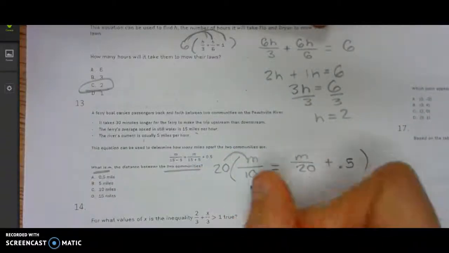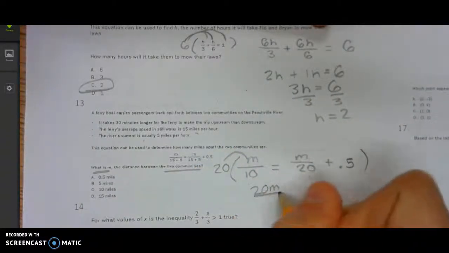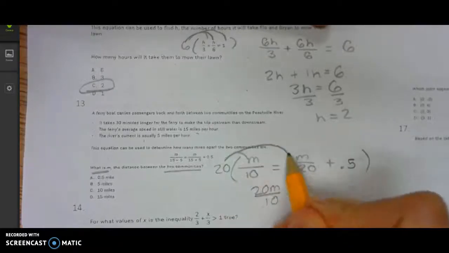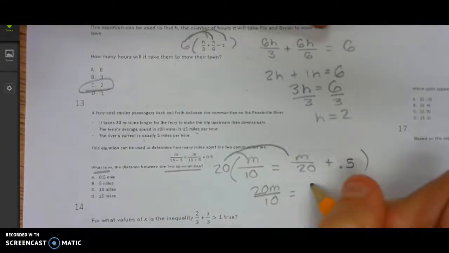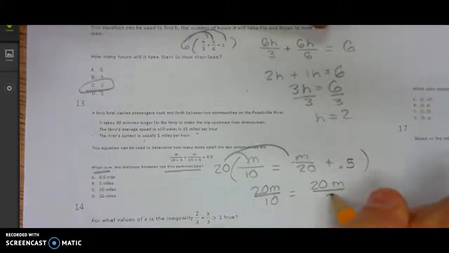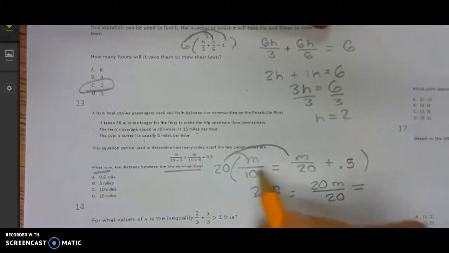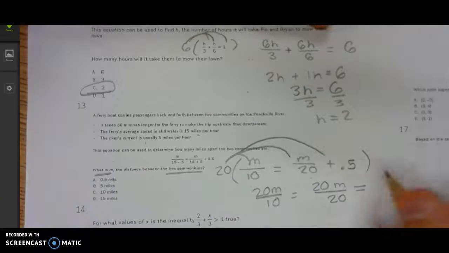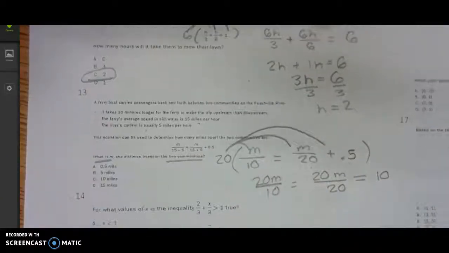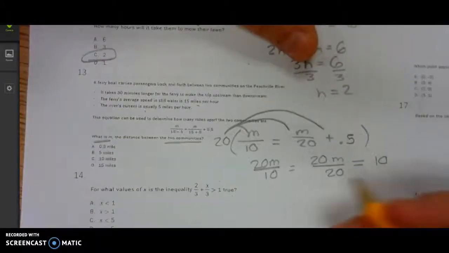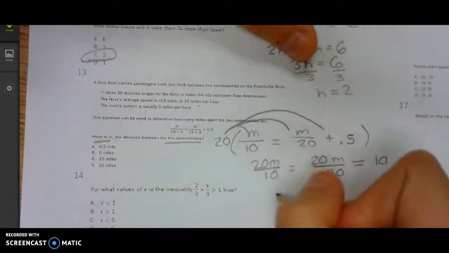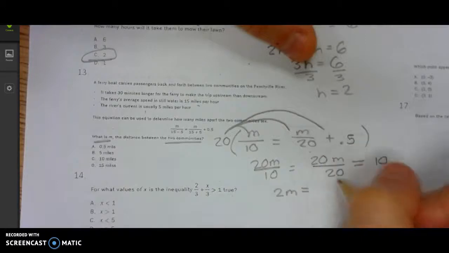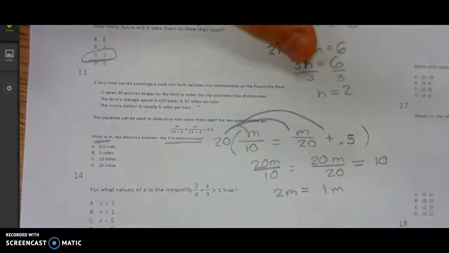And I'm just going to distribute this, so 20m over 10. Remember when I multiply by a constant, it only gets multiplied by the numerator. And then a constant times a constant gets multiplied. So this is a half. Half of 20 is 10. I'm going to go ahead and divide these. 20 divided by 10 is 2. 20 divided by 20 is 1.